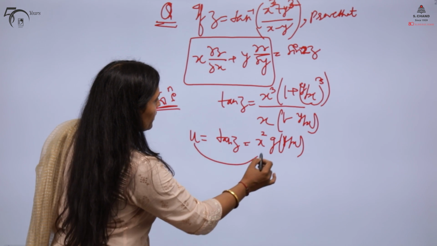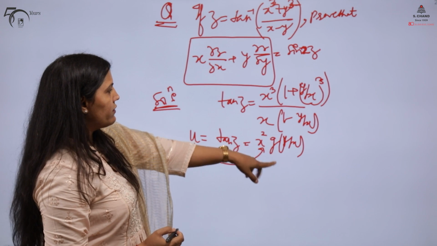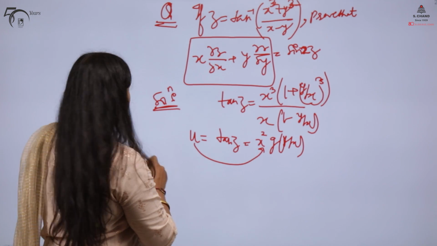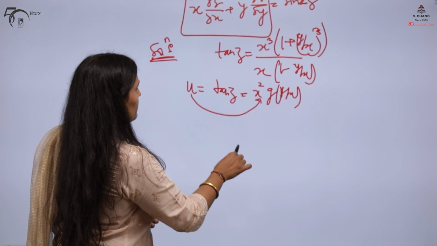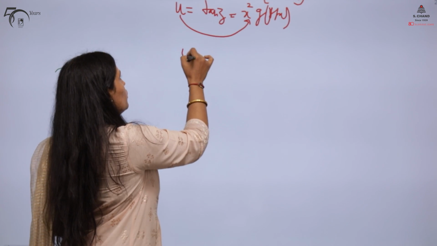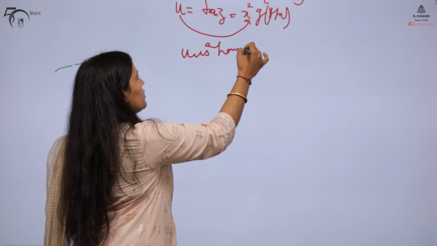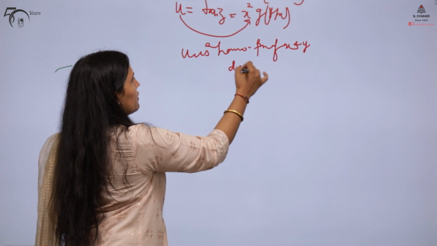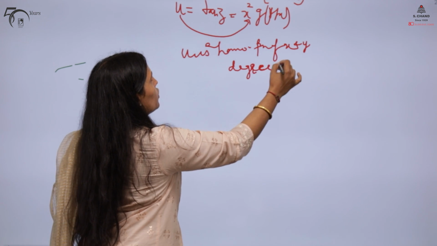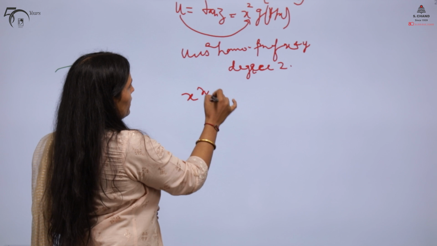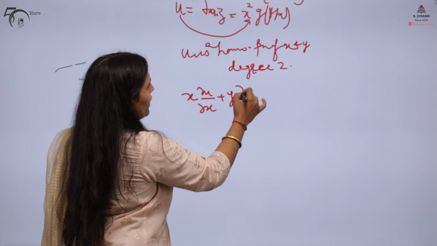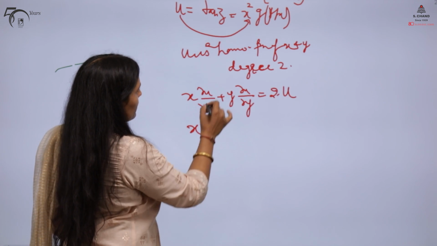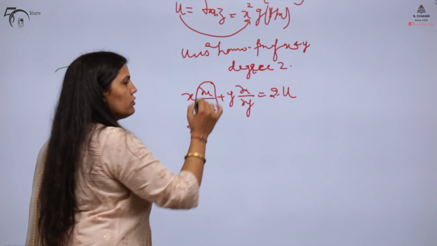It means u is a homogeneous function of x and y with degree 2. So you will be applying the theorem on the u function this time. So u is a homogeneous function of x and y, degree 2. Apply the theorem on u this time. So x into del u by del x, y into del u by del y equals 2u. You can even substitute the value directly also.